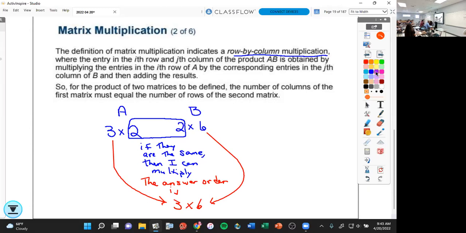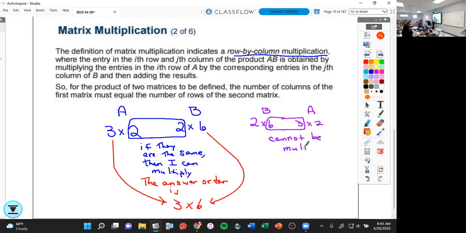If I took the same two matrices and I said, well, what's B times A? You would say cannot be multiplied. Okay, can't do it. Y'all feeling okay about this so far? Okay.